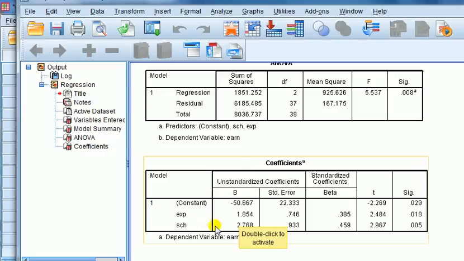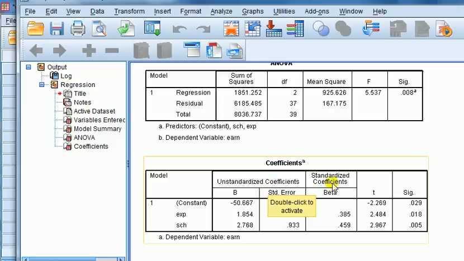Okay, next one, years of schooling. The coefficient is plus 2.768. We would say that the model predicts that for an additional year of schooling, the earnings will increase by $2,768, holding years of experience fixed. And that's the interpretation of the unstandardized coefficients.